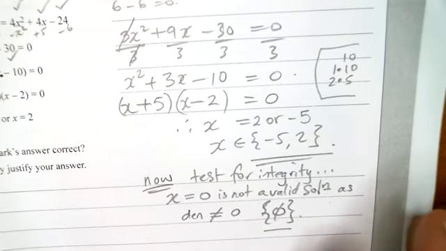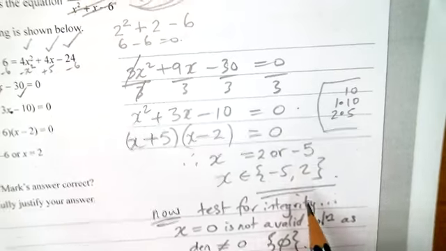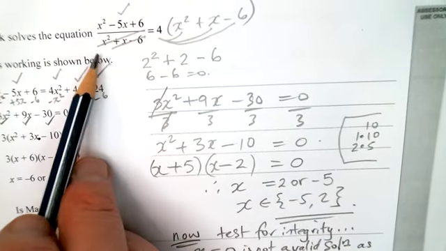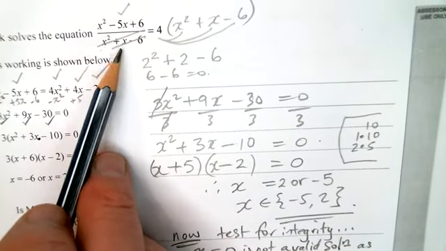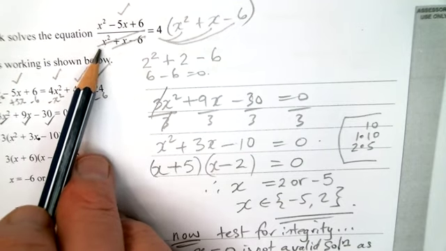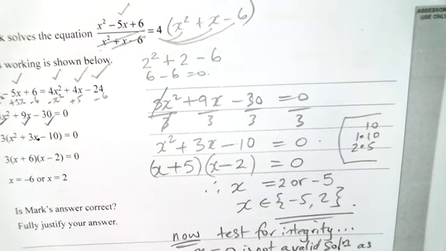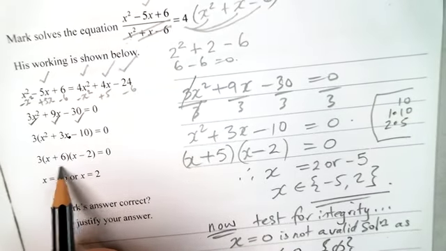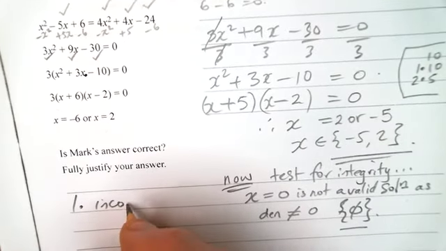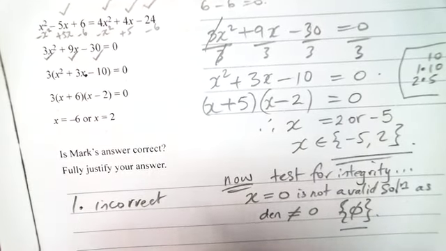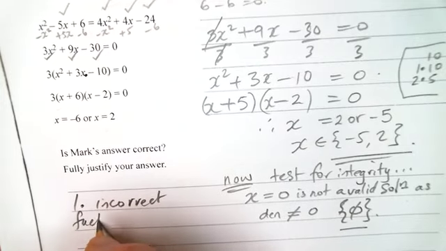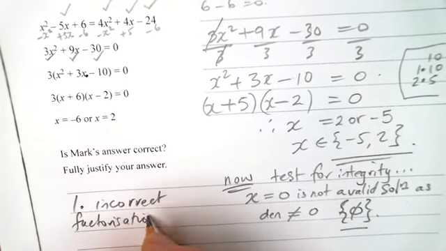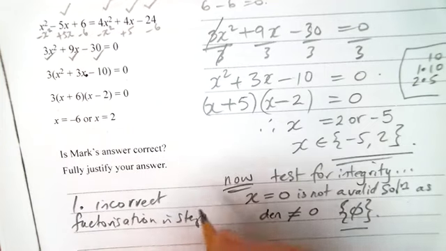But the negative 5 does work. Negative 5 works just fine. Negative 5 squared is 25, and we got negative 5 is 20. Minus 6 does not equal 0. So that's absolutely fine. So the answer you want to put here is, first of all, you've got incorrect factorization. So the first thing I put is incorrect factorization in step 1, 2, 3, 4.